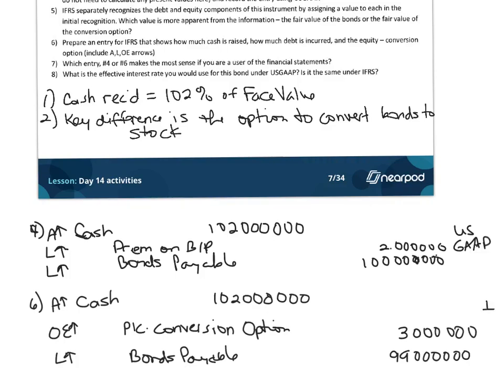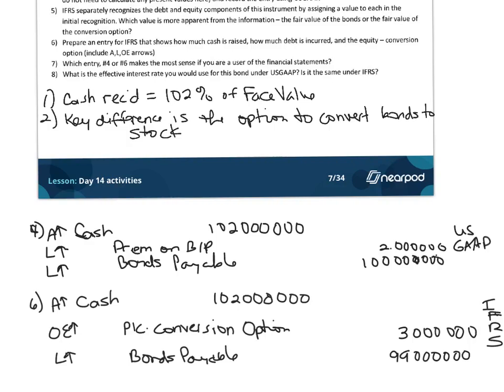I'm just going to label this as the IFRS piece and the US GAAP piece. So then we just talked about which of those entries makes most sense if you're a user of the financial statement. Obviously, that's an opinion question, so it's not something you can grade right or wrong. I think if I'm a user of the financial statement and want to know what's happened with this transaction, I think the IFRS makes it more clear to me that there are two things going on, that there's an equity option sitting out there and there's a bond.